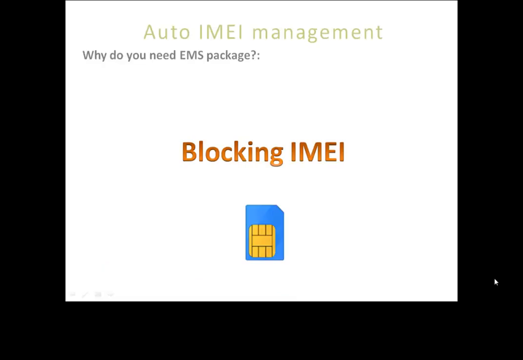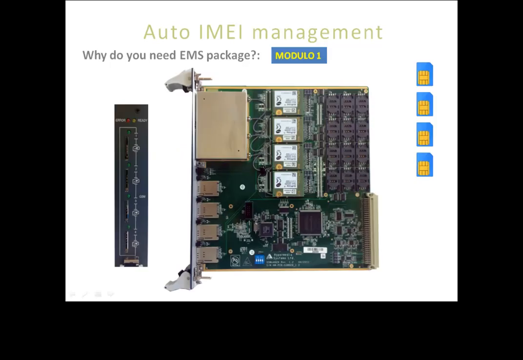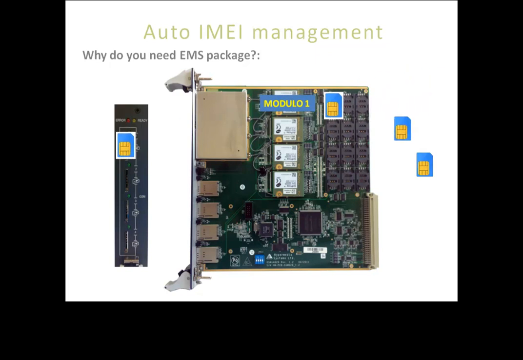The EMS application will help you to avoid IMEI blocking by the cellular operator. An IMEI is a unique identification number for each GSM module. The EMS application is used to automatically assign a new IMEI number to the GSM module each time it rotates to a new GSM channel.